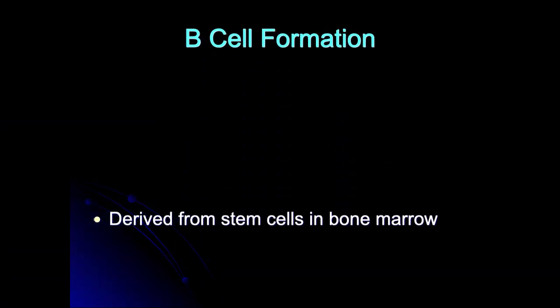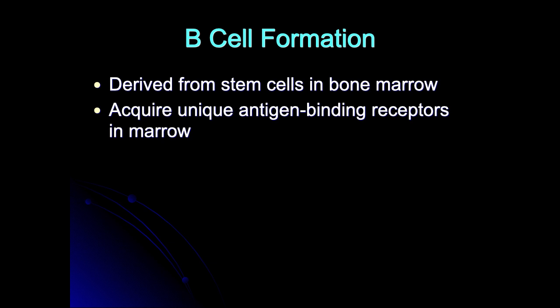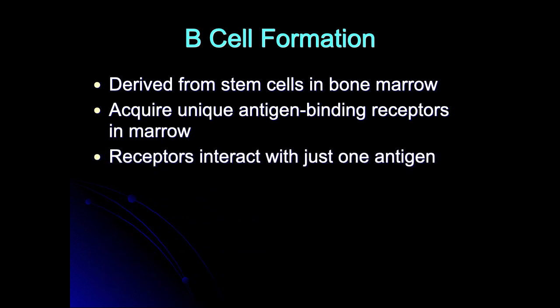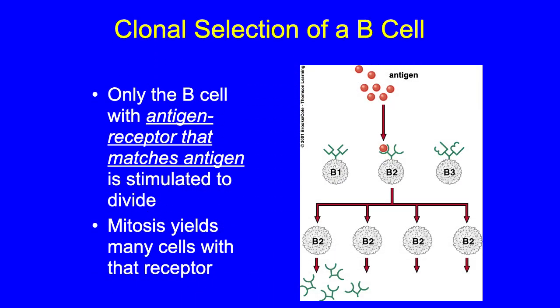So let's talk about B cell formation. B cells are derived from stem cells in bone marrow. They acquire unique antigen-binding receptors in the bone marrow. Receptors interact with just one antigen. So remember, the antigen is that kind of chemical message that is on the outside. It's almost like a name tag. Think of it: the protein message helps to identify what it is. And exposure to that antigen causes clonal selection, division of cells specific for that antigen. Okay, so clonal selection of B cells: only B cells with an antigen receptor that matches the antigen are stimulated to divide.